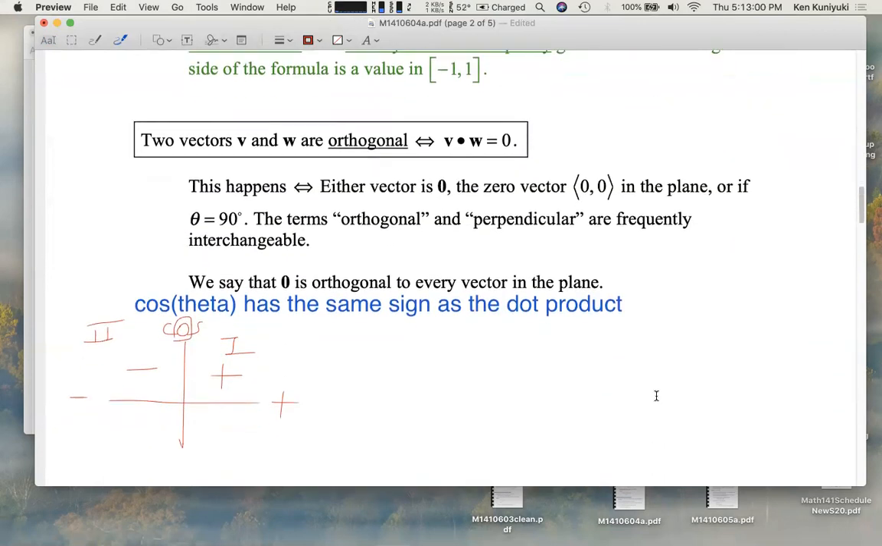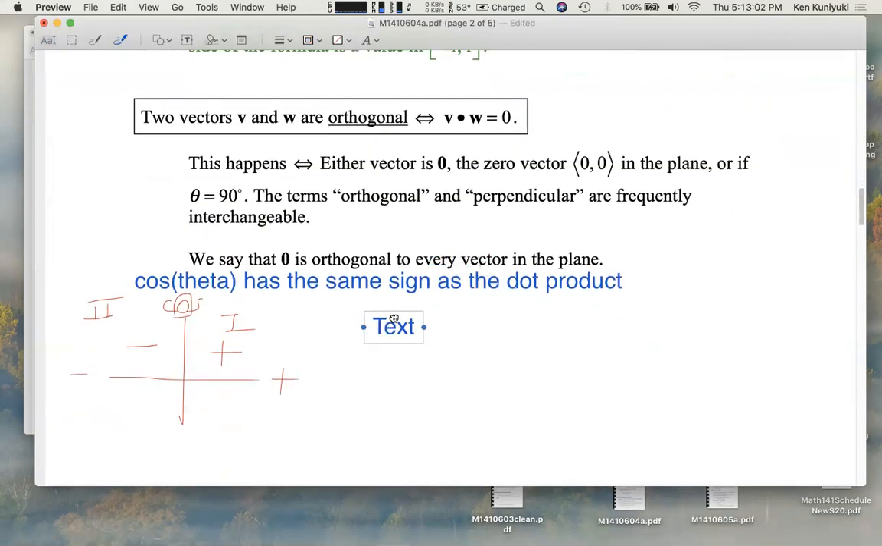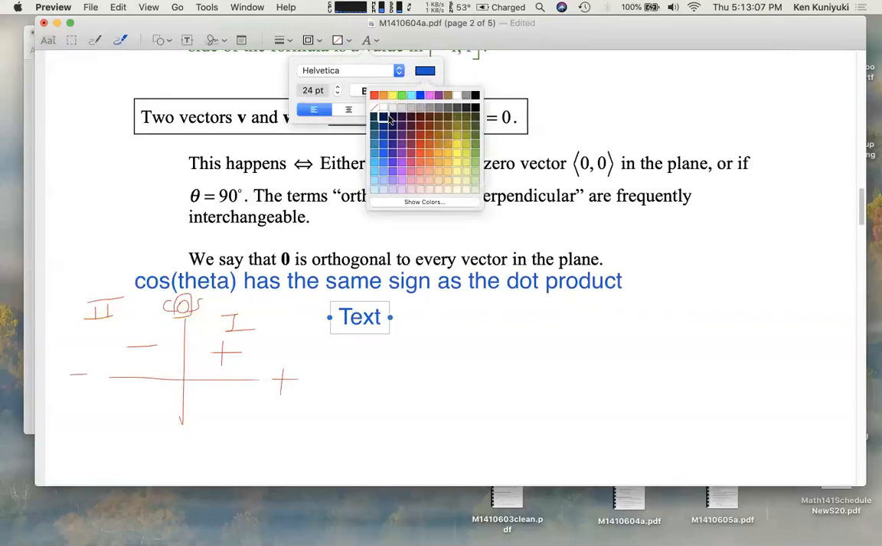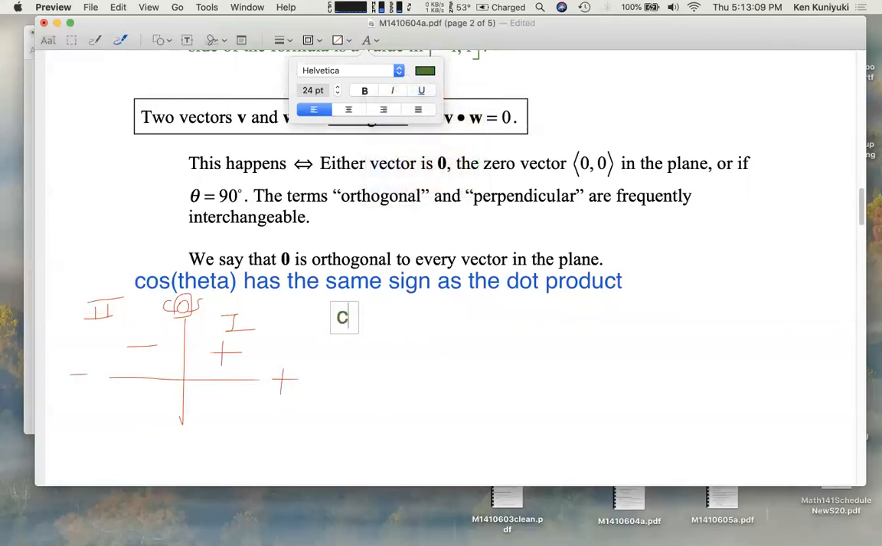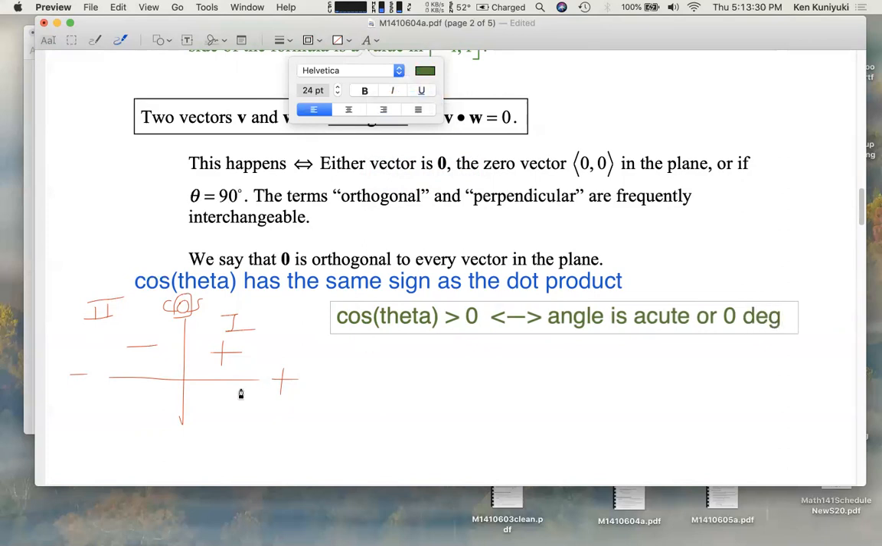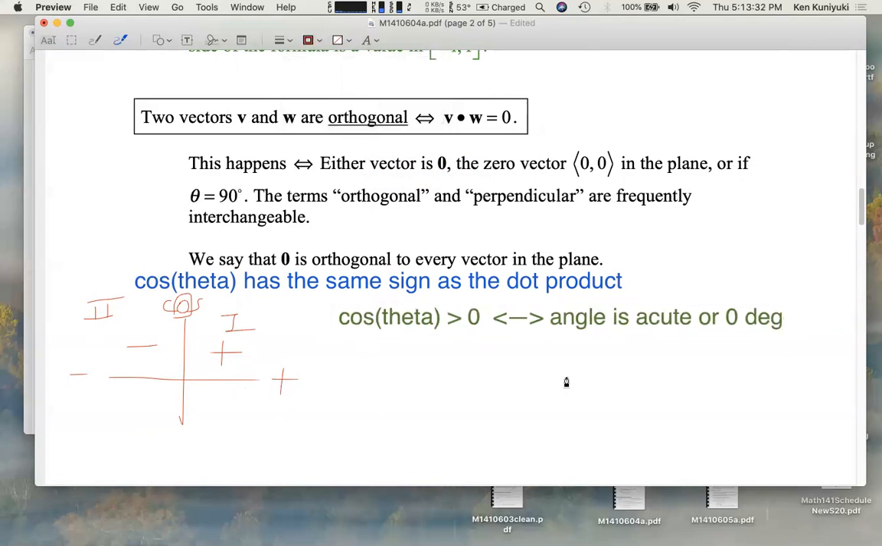So what that means is that, I'll put this in green. That means that cosine of theta is positive if and only if the angle between the two vectors is quadrant 1, in particular, acute, strictly between 0 degrees and 90 degrees. Or it could be a 0 degree angle because cosine of 0 is positive 1.